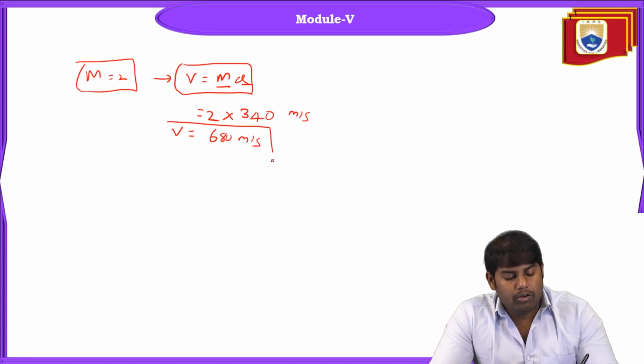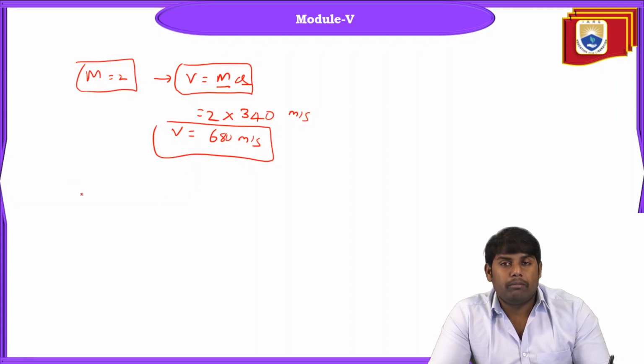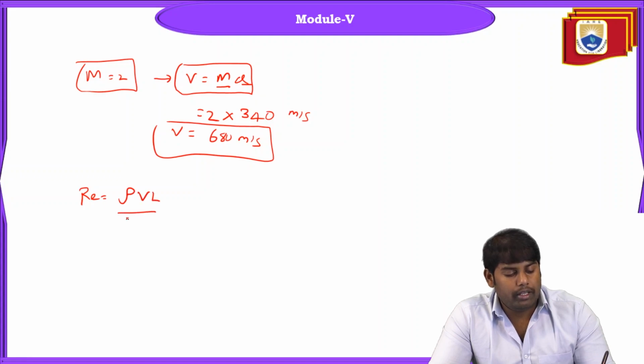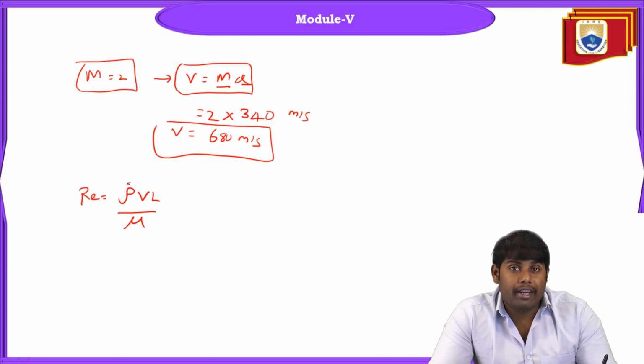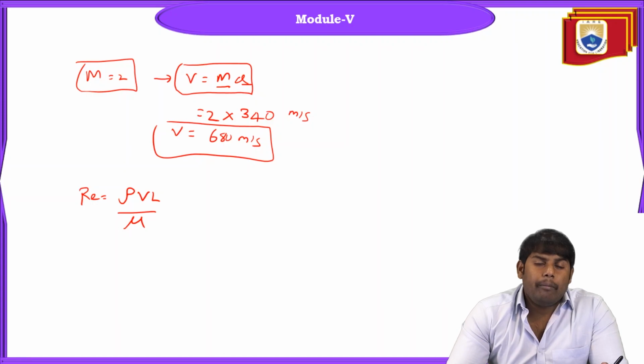Fine. So when we apply this reference velocity for the Reynolds number, Re is equal to rho V L by mu. So the velocity of the object is high, and the density also is not constant. You have higher density. So what a shock does is it will compress the flow.